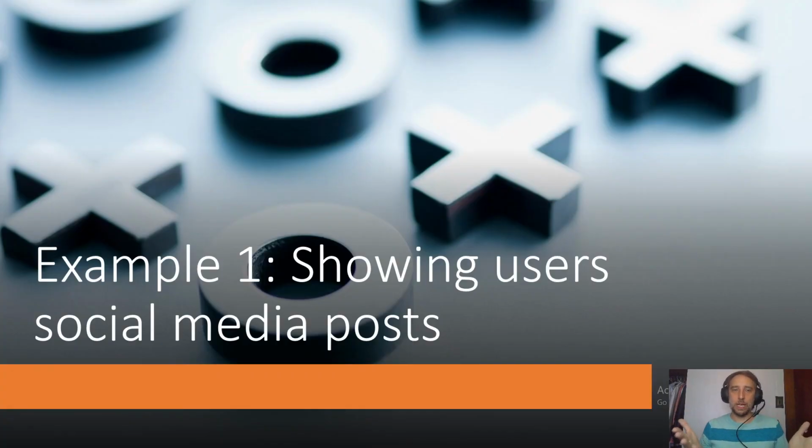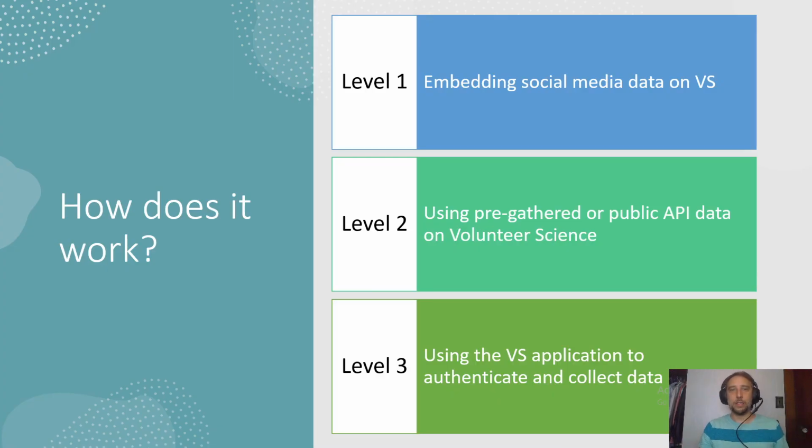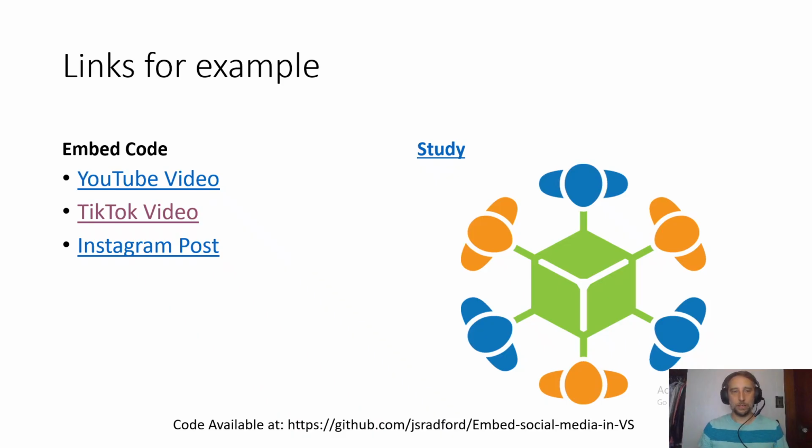So let's start with example 1, which is just this level 1 access of embedding social media data in volunteer science. So I have a couple of examples. These are just individual posts on the left-hand side. On the right-hand side is just a link to the study. I'm going to go straight into it. Just so you know, the code for all of these examples is available on GitHub. You can find the links in the comments or in the description below.